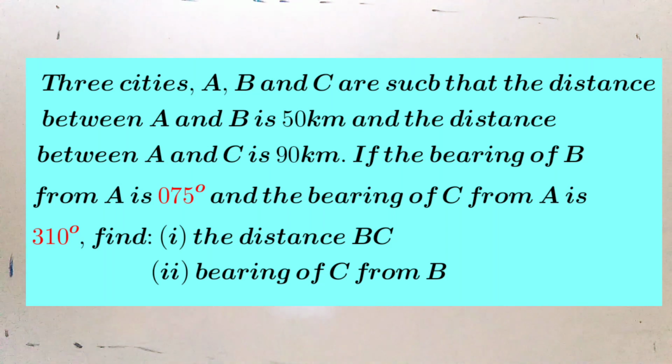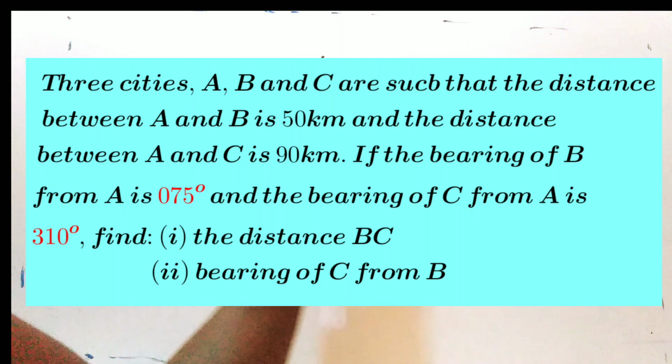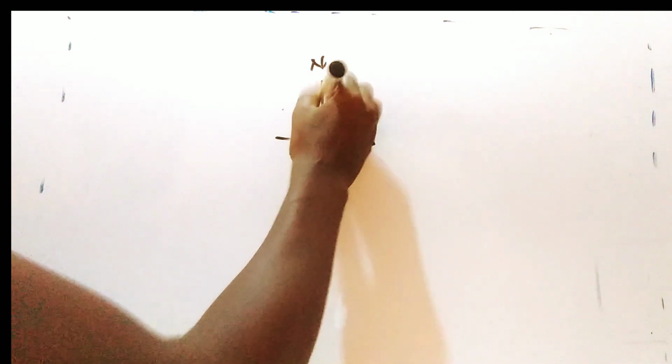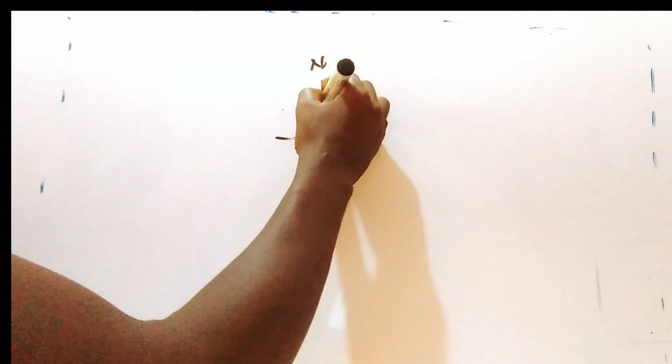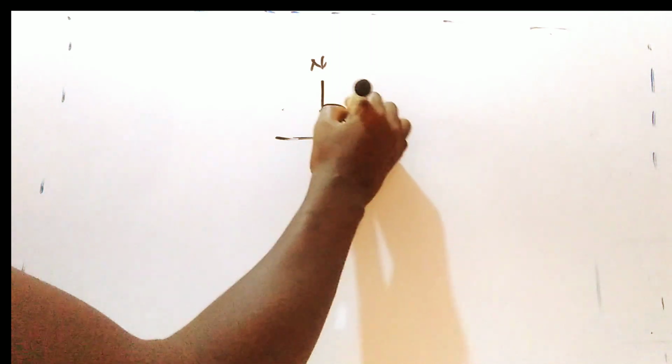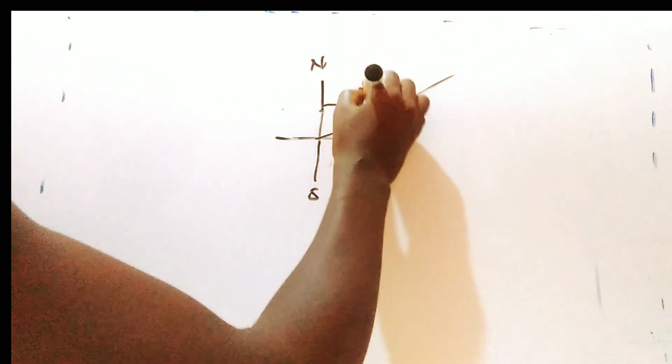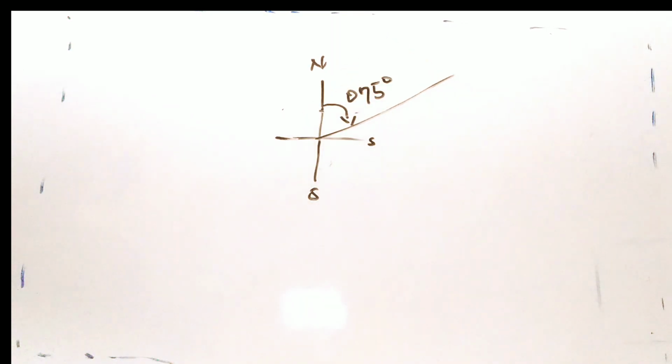Now, to solve this particular problem, we are going to start with the angles. Let's start with angle 75 degrees. Remember, for three figure bearing, we always start from the north and move clockwise. So our 075 degree should be this 75 degree.